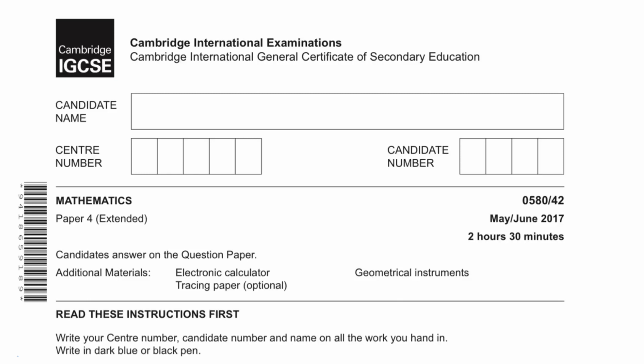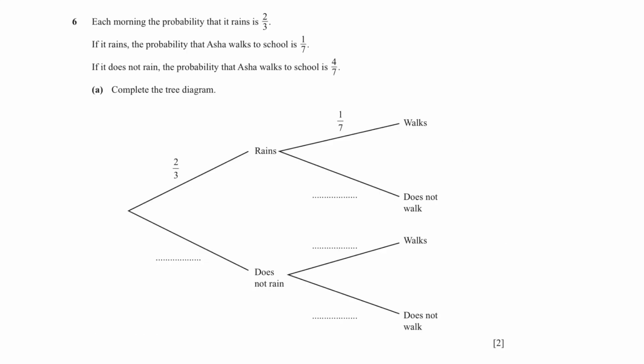In this video, we will solve Cambridge IGCSE, Paper 4 Extended, Variant 4-2, June 2017, question number 6 onwards. Question number 6.